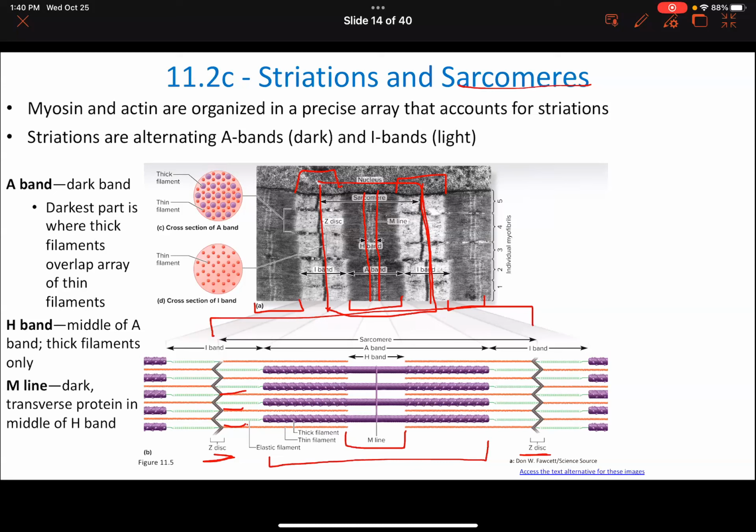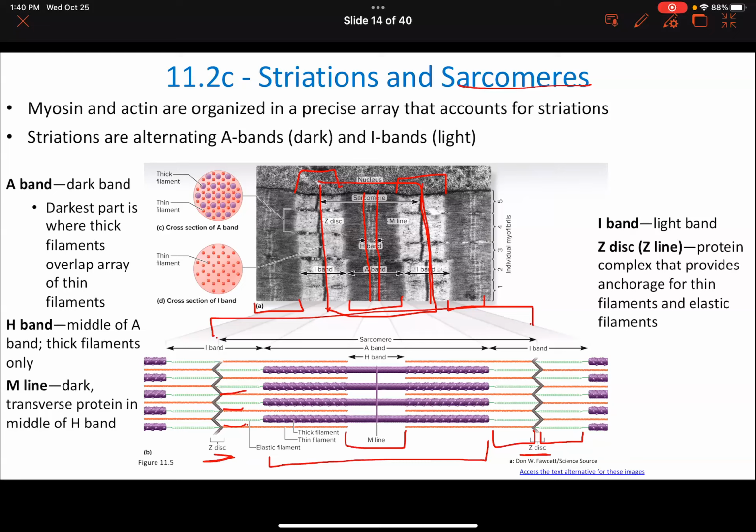The M line in the very middle is the dark transverse protein in the middle of the H band. The I bands, again, are the light bands, so that's where we have only actin, and it's going to include parts of two sarcomeres, because remember, one sarcomere is from Z disc to Z disc, but the light band is going to show when it's actin only, and so you've got the actin only of one sarcomere, the Z disc, and then the actin of the other sarcomere. And then the Z disc, of course, is the protein that serves as the end of the sarcomere, and so it's got the anchorage for the thin and the thick filaments.